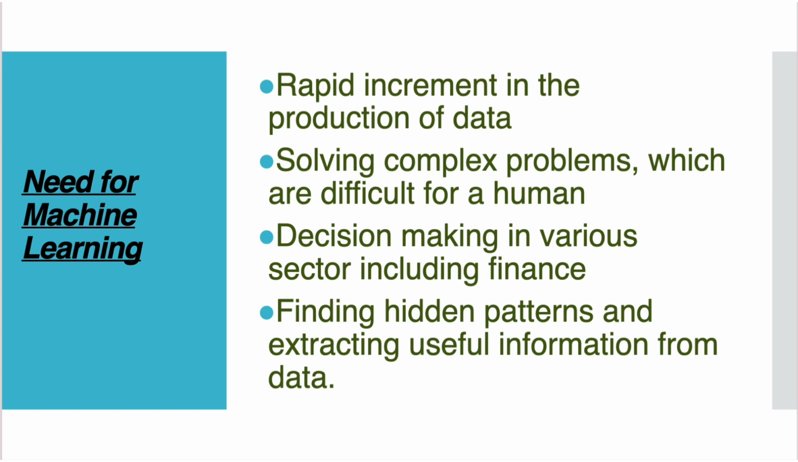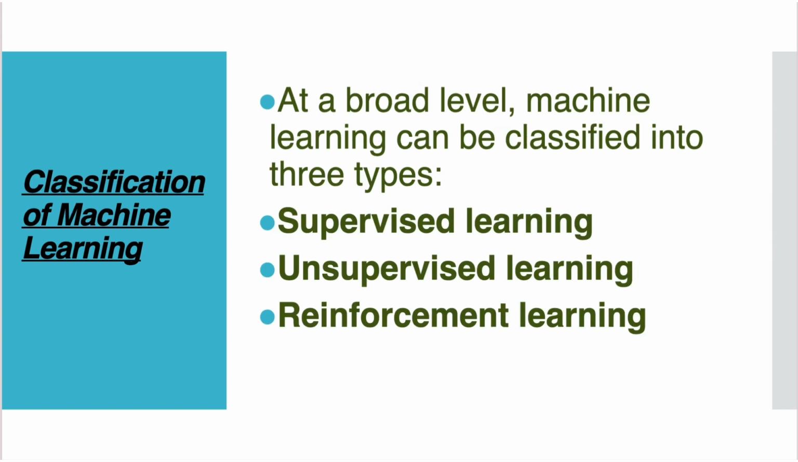Now, let's look at the classification of machine learning. At a broad level, machine learning can be classified into three types. First, supervised learning. Second, unsupervised learning. Third, reinforcement learning. So now let's look into supervised learning.